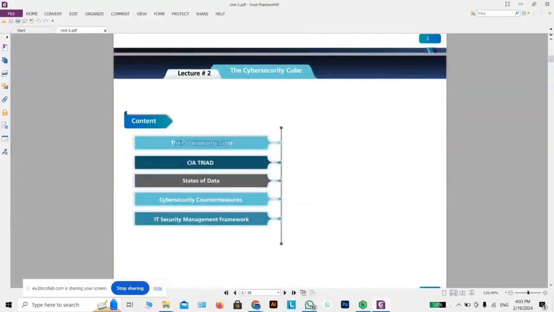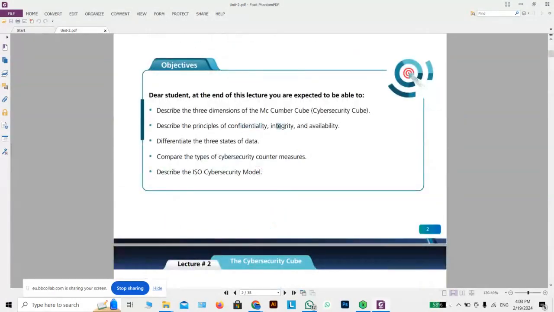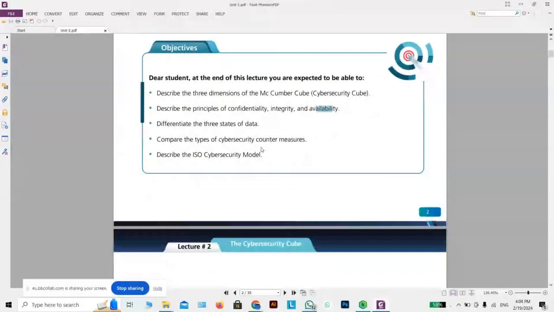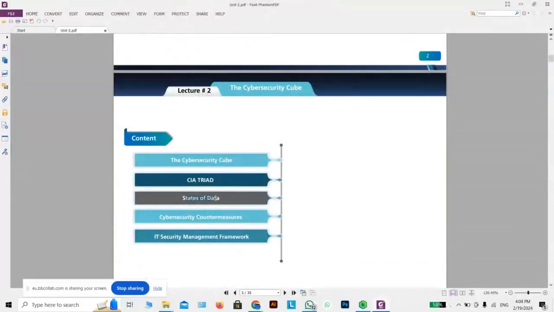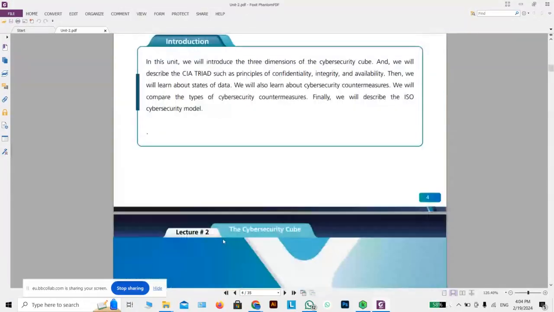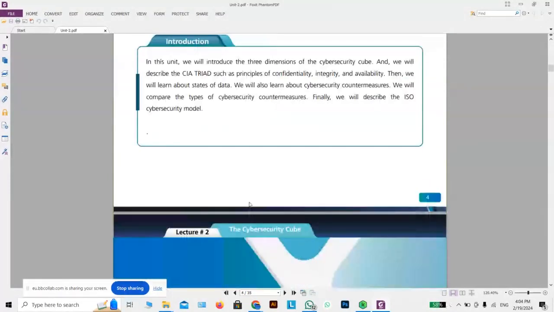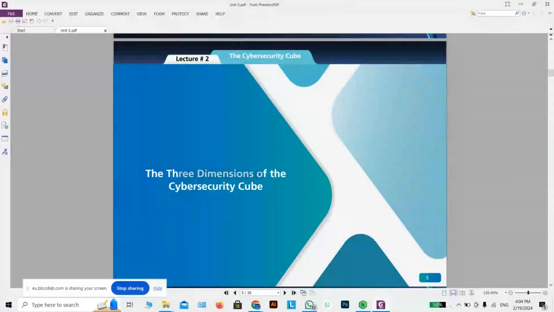And the same I have written down in the form of pictures: cybersecurity cube, CIA triad. These are the CIA triad: confidentiality, integrity, and availability. Again, then states of the data, cybersecurity countermeasures, and IT security management framework. Let's look at this first of all. Here it is, the cybersecurity cube. So let's look at the 3 dimensions of the cybersecurity cube.